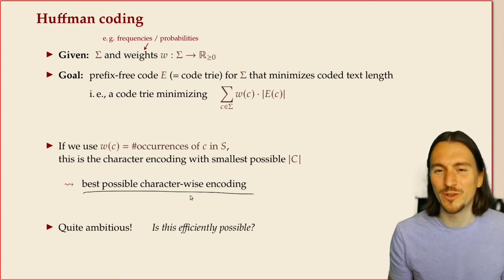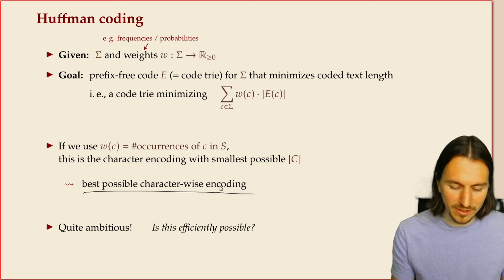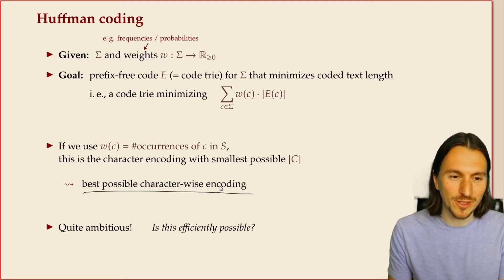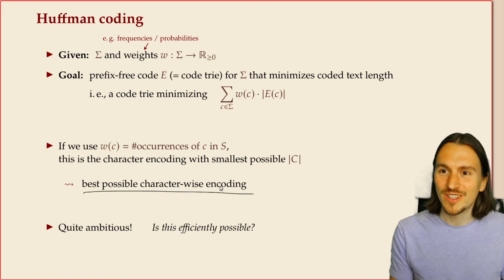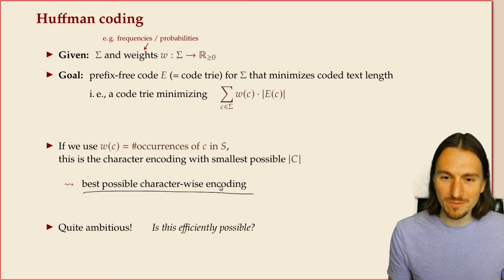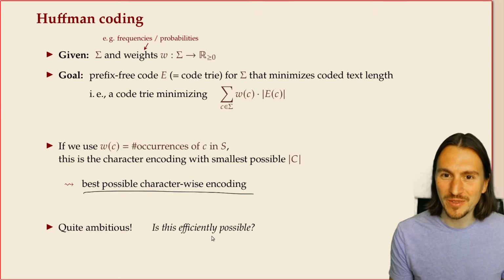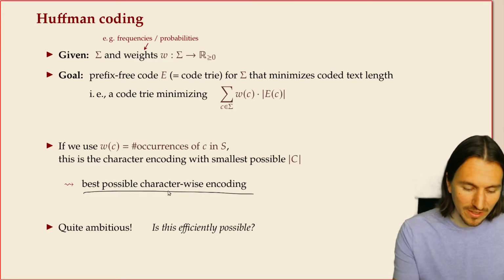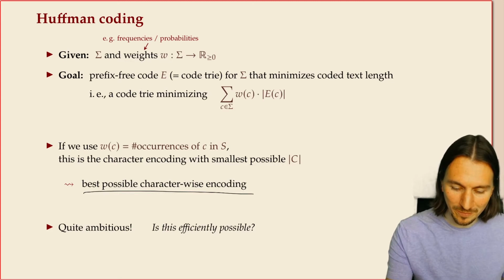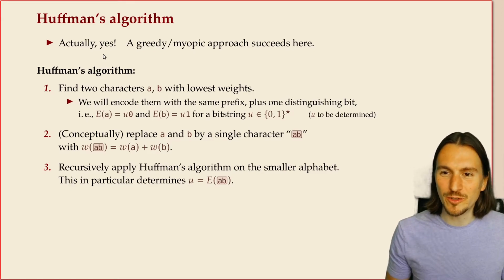We want the best possible encoding for the text from this fairly wide class of all possible character by character encodings. So knowing that Kolmogorov complexity is so hard, so that we cannot even compute how small we can compress something, we might feel that this is quite ambitious and doubt whether it's even possible at all, let alone efficiently. But it turns out, in this case, restricting to character by character encodings is a substantial restriction that makes a very efficient algorithm possible. So the answer is yes, and even more, a greedy approach is enough.